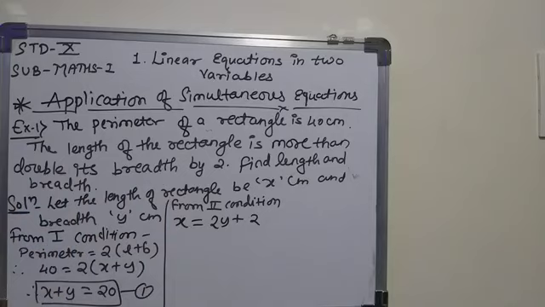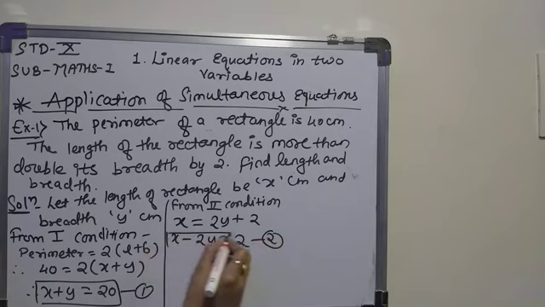So it means when you double the breadth and add 2 to it, then you will get the measurement of the length. So your second equation is, you shift this over here, you will get x minus 2y is equal to 2. This is your equation number 2. Okay. Now you can use any method, right? Elimination, substitution, or the Cramer rule.